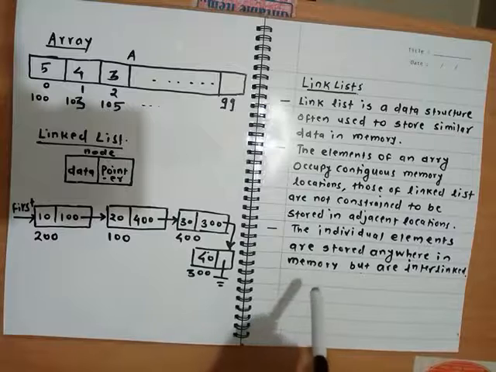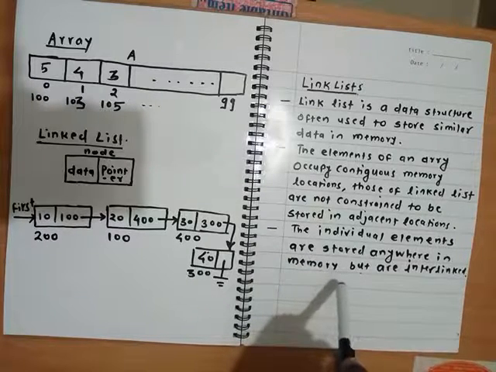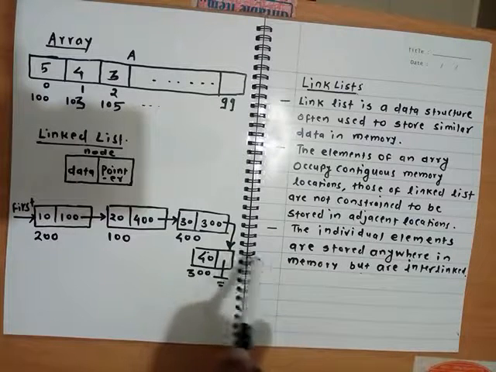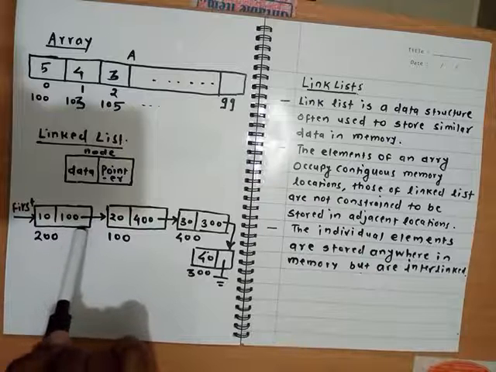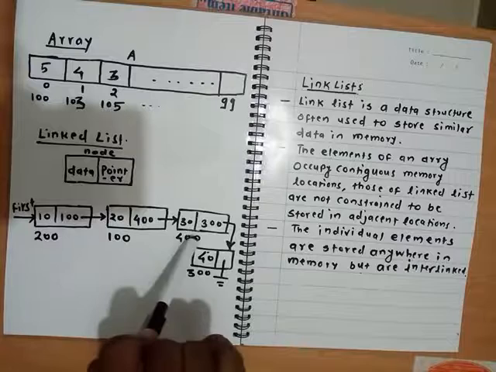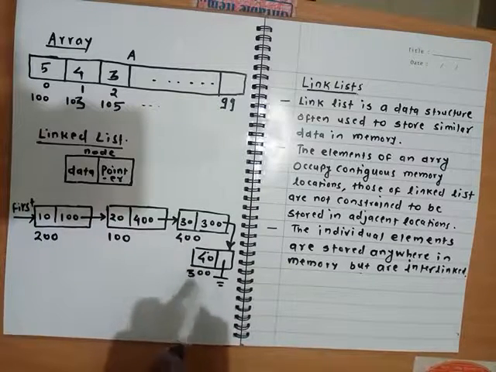Now the third point about linked lists is that the individual elements are stored anywhere in memory but are interlinked. As we have discussed already, the individual elements of the linked list can be stored anywhere. For example, this is stored at 200, this is stored at 100, this is stored at 400, and so forth.